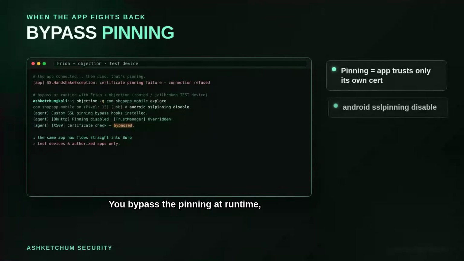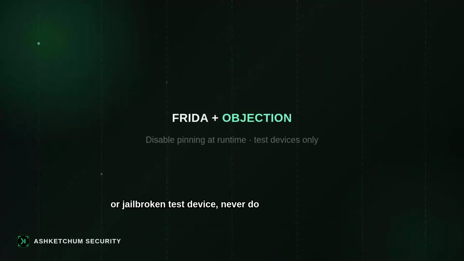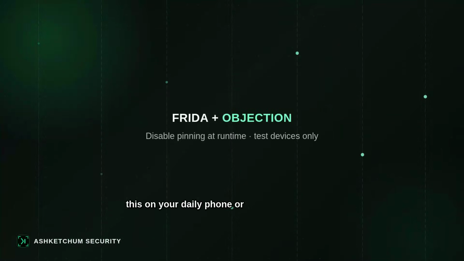You bypass the pinning at runtime, and the go-to tool is called Frida with a friendly wrapper on top called objection. The idea: on a rooted Android or jailbroken iPhone, Frida injects into the running app and quietly disables the code that checks the certificate. With objection, it's almost one command, objection explore, then android sslpinning disable and the pin just stops working. Suddenly the same app that blocked you is flowing into Burp. A heads up, this needs a rooted or jailbroken test device. Never do this on your daily phone or anyone else's, and only on apps you're allowed to test. Pinning bypass is powerful, and it's exactly the kind of thing that needs permission.